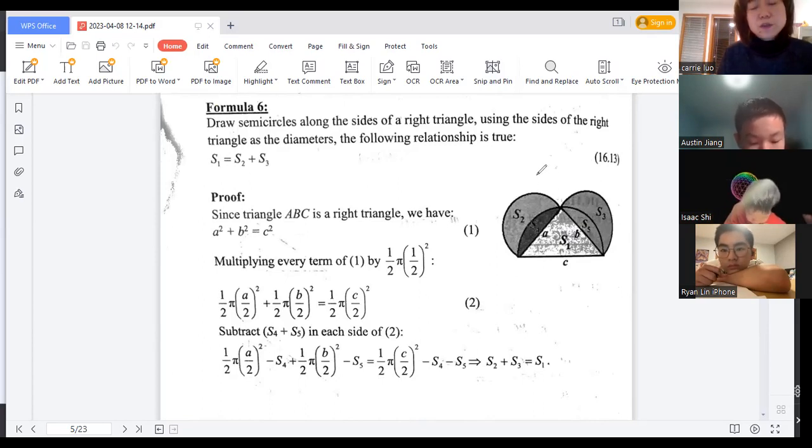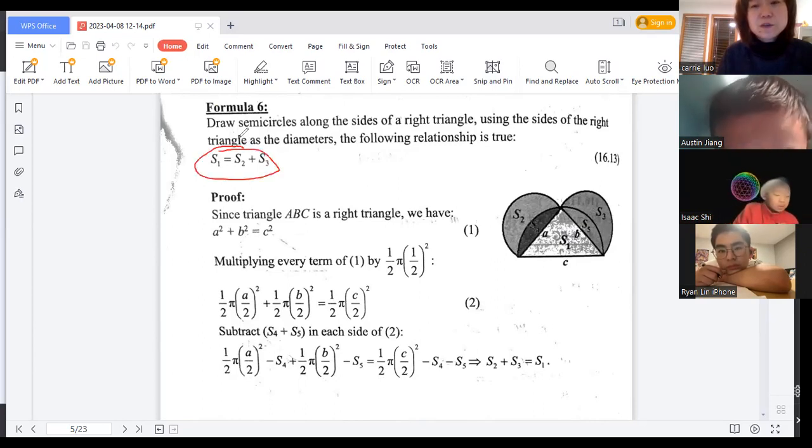Again, this one is based on a right triangle, using the sides of the triangle as the diameter of the semicircles. But the only thing is this time they're attached to each other, right? So basically still S1 equals S2 plus S3. Everybody, it must still be a right triangle. This is very important.